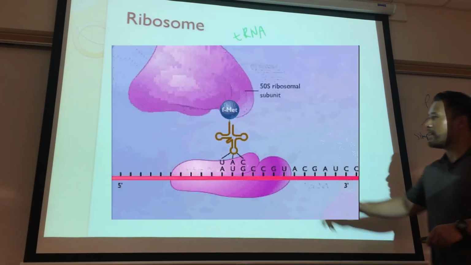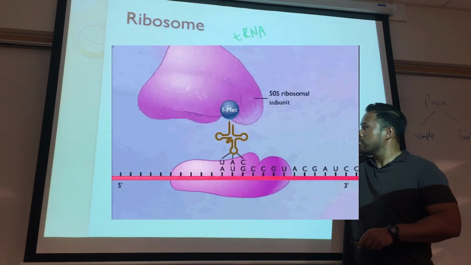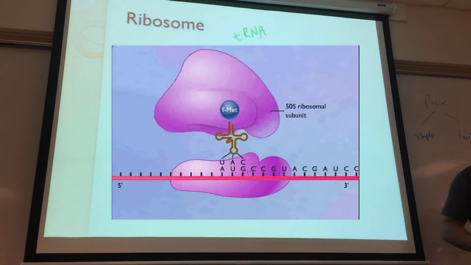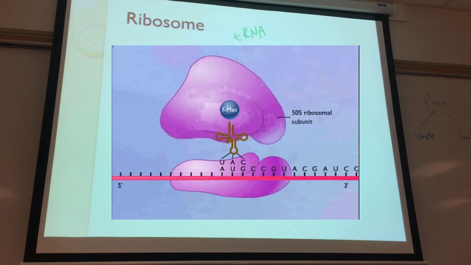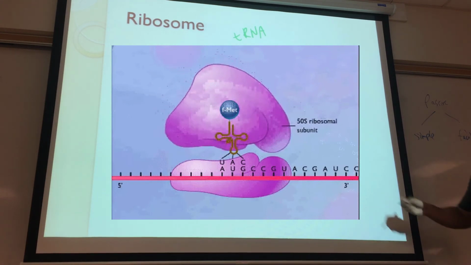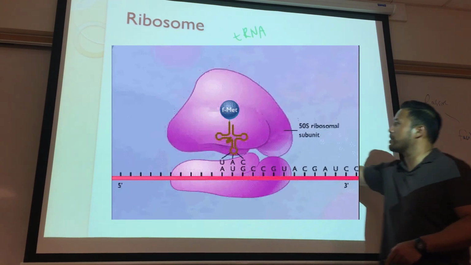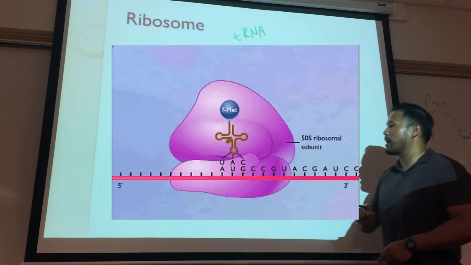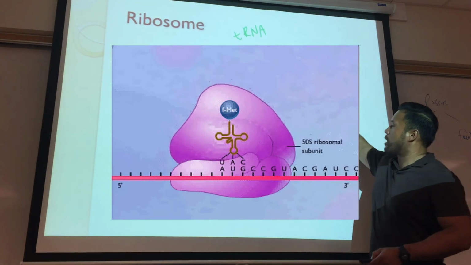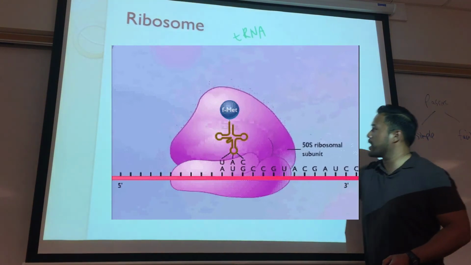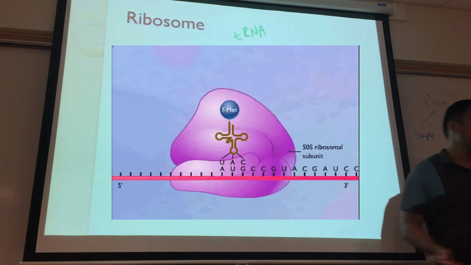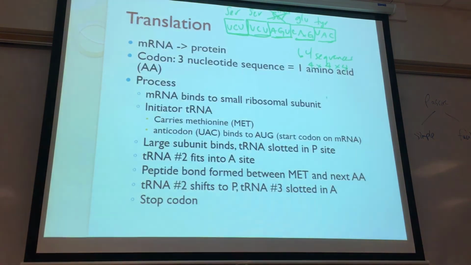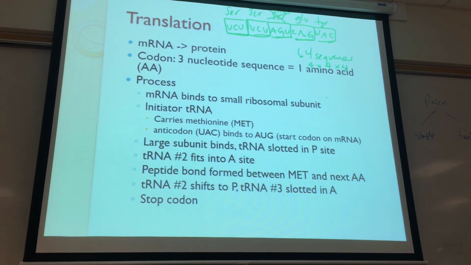What a transfer RNA does is it carries an amino acid with it, and it has an anticodon. And that anticodon is meant to bind to the complementary sequence of RNA. So if I find a sequence on there called AUG, that tRNA is going to bind. The small ribosomal subunit binds to the mRNA, and the large ribosomal subunit is going to bind together. There are three sections: an E site, a P site, and an A site.